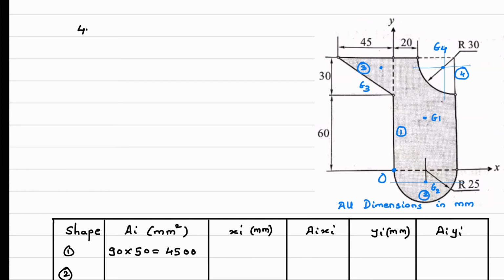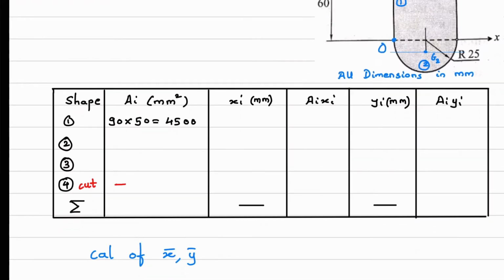Second geometry we will calculate the area, which is semicircle. So semicircle will be pi r square by 2. Pi into 25 square by 2. So this area is 981.74.